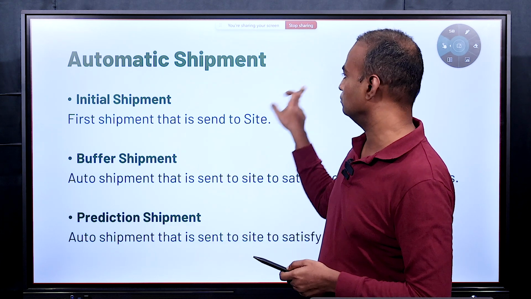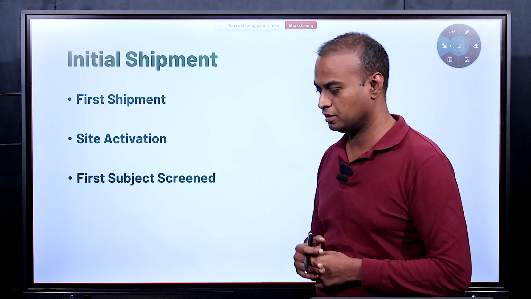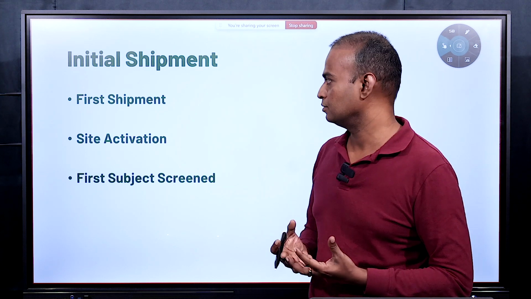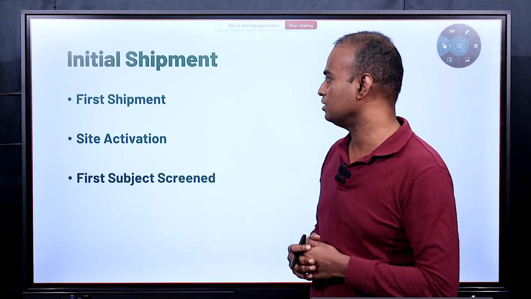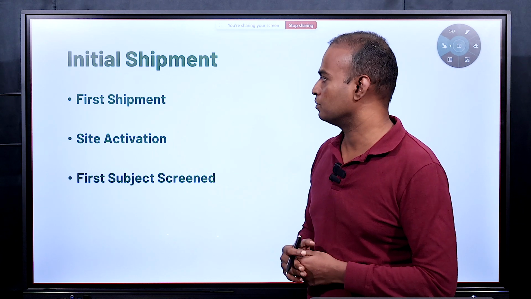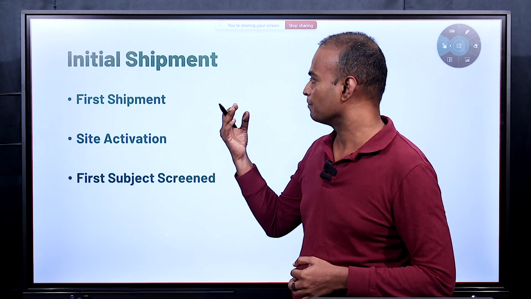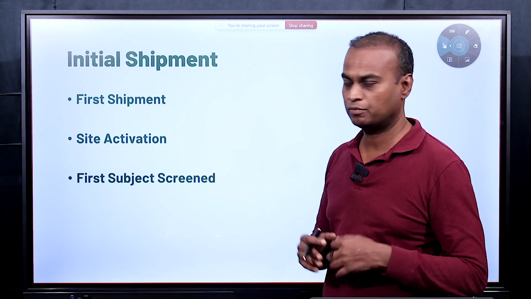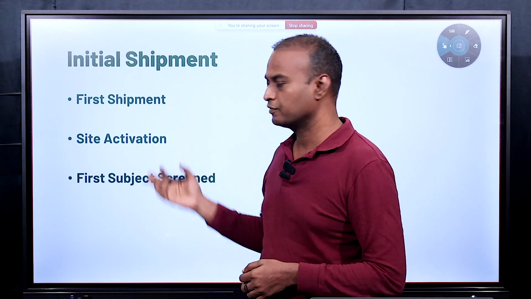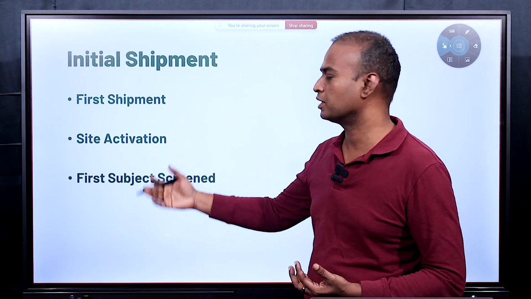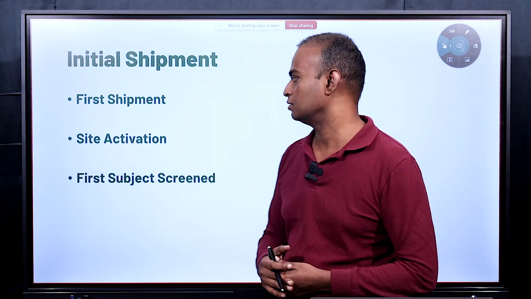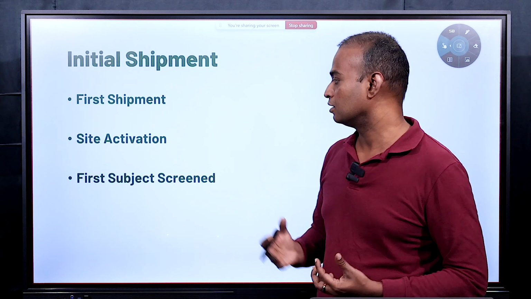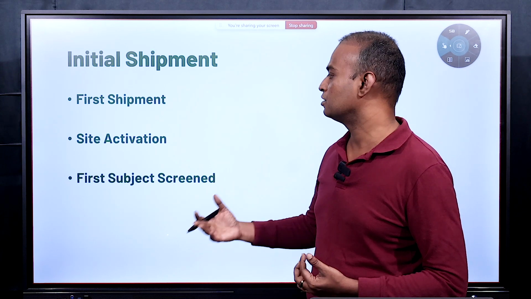Next, initial shipment. The shipment can be configured and raised at two times, when it is the first shipment to a site. One is site activation: whenever you activate the site, this shipment can be raised and sent to the site. Next one is first subject screen: when a first subject is screened at a site, then you can raise the shipment and send it to the site.